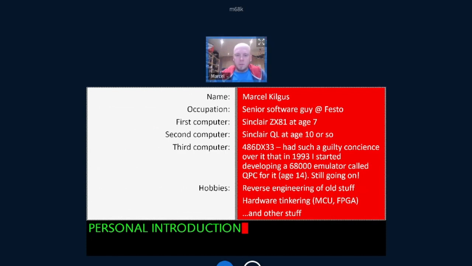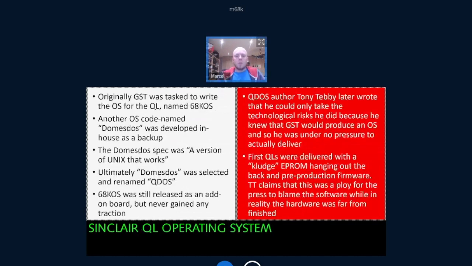I also have hobbies, and the technical ones are, I like reverse engineering old software and stuff. And I have got in the habit of doing FPGA and others, perhaps a bit more about that later. So let's start with the main topic, Sinclair QL operating systems.